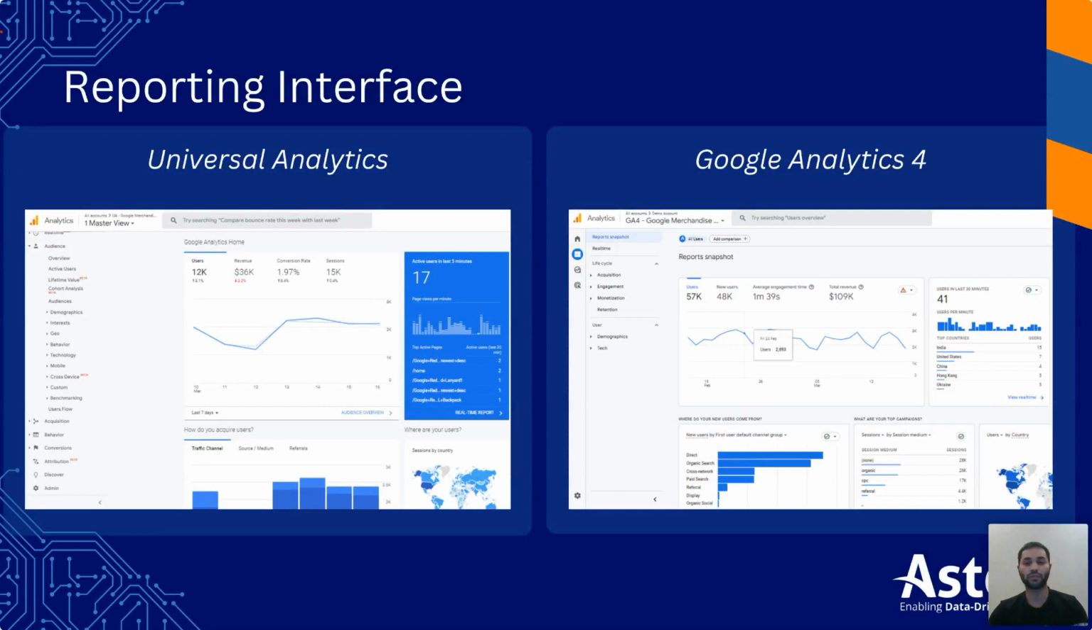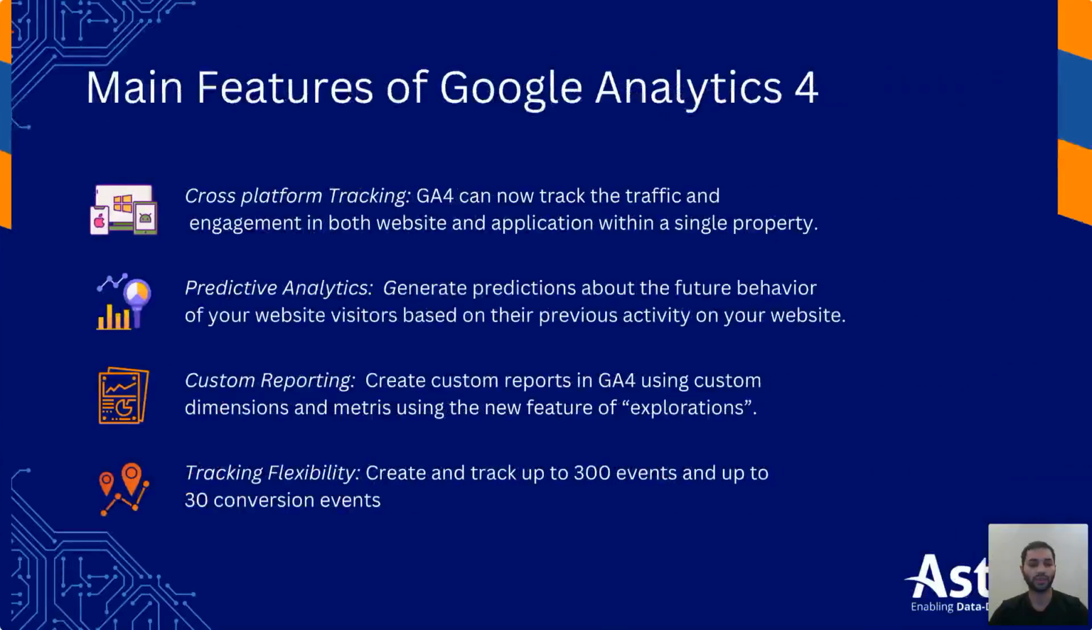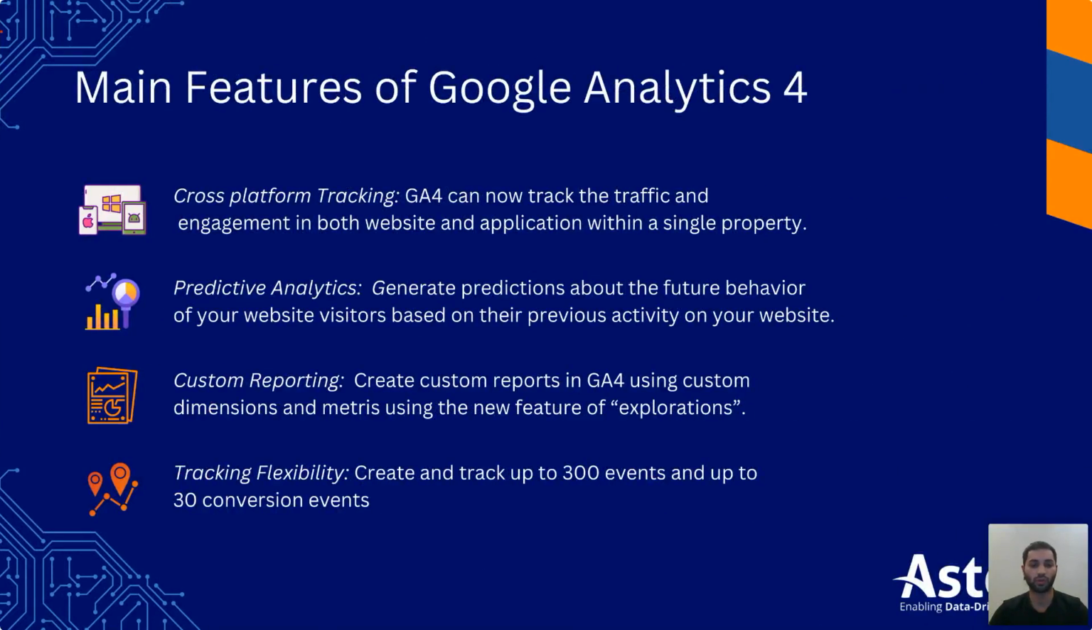Now, moving on from the differences, there are some interesting features to explore in Google Analytics 4. So let's look into them. First of all, one of the main enhancements that Google Analytics 4 offers is the ability of cross-platform tracking. Google Analytics 4 can now track the traffic and engagement in both website and application within a single property, right? So this is one of the main additions in this version of Google Analytics.